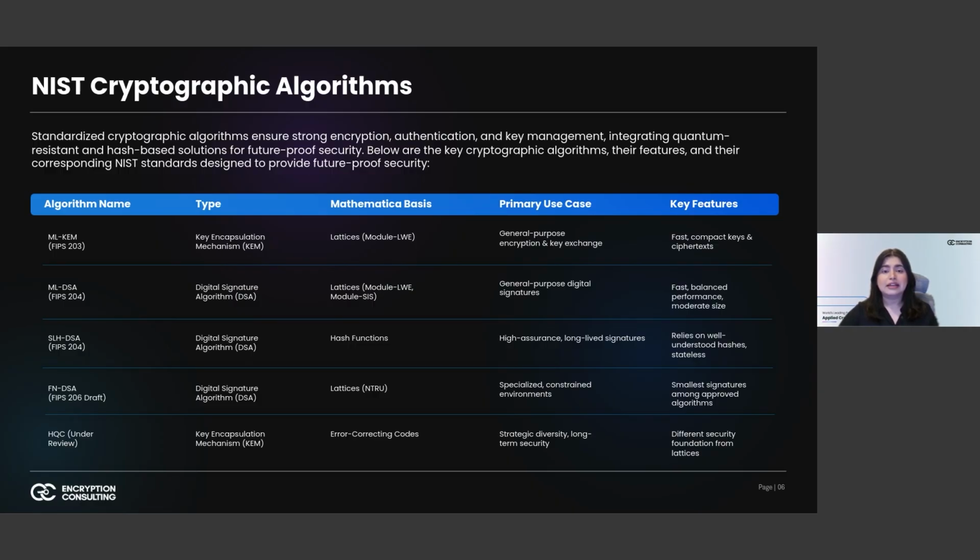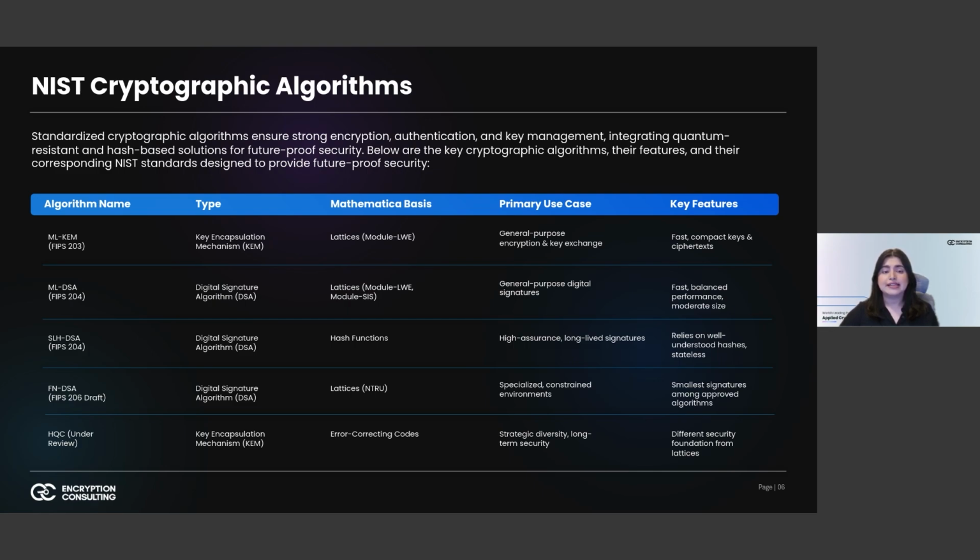It's built on a lattice-based mathematical foundation, which gives it two key features. It's incredibly fast and it produces very compact keys and ciphertext. This makes it the ideal general-purpose standard for securing data in transit and at rest.